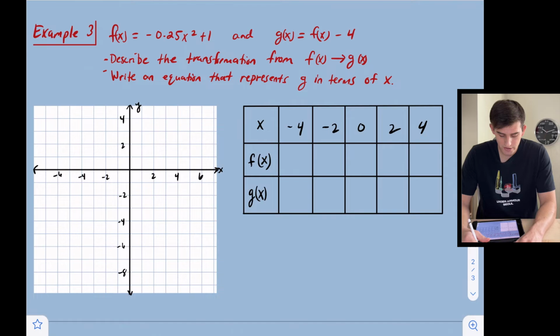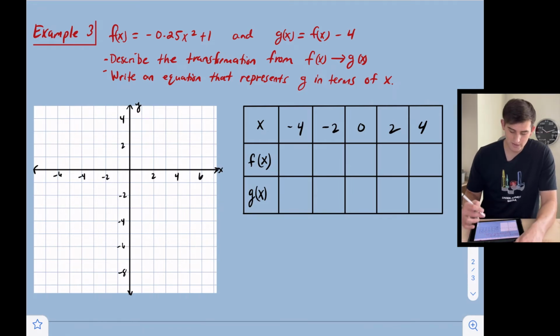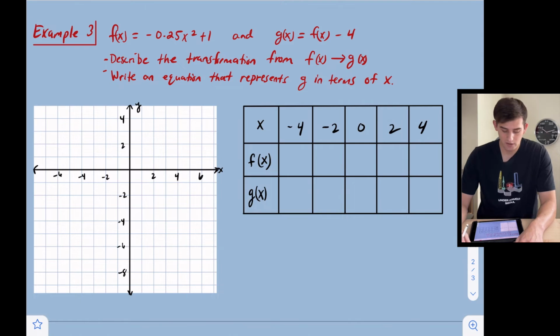It says describe the transformation from f of x to g of x, and then write an equation that represents g in terms of x. Okay, so let's go ahead and use our table of values to graph the f of x function. Once again, we're working with a fraction of 1/4. So I'm going to plug these values, negative 4, negative 2, 2, and 4, into my equation for x.